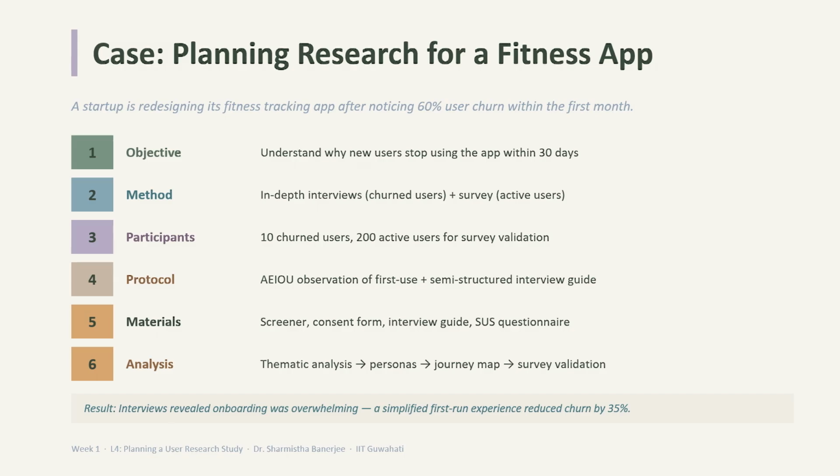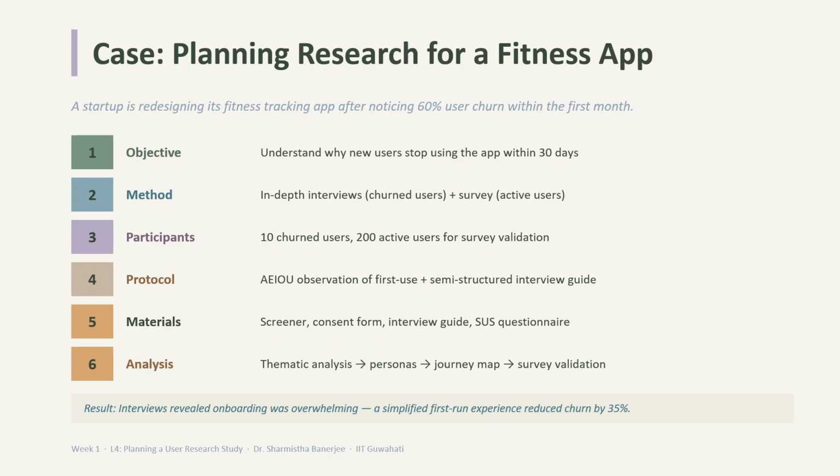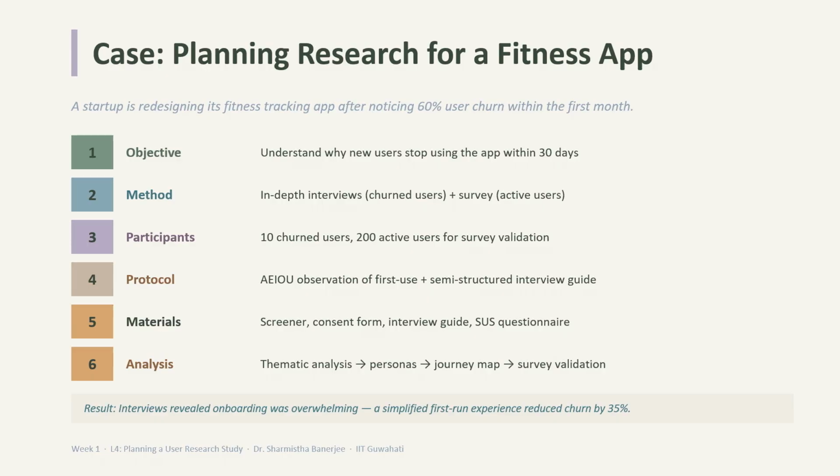Let's say I select 10 churned users and 200 active users for survey validation, to check that the things which resulted in others dropping out were not the case within these other 200 people who are still active users. Then comes the protocol. How will I do all these things? I will use the AEIOU mapping and create my observation or questionnaire setting. I will create my semi-structured interviews using these AEIOU guidelines.